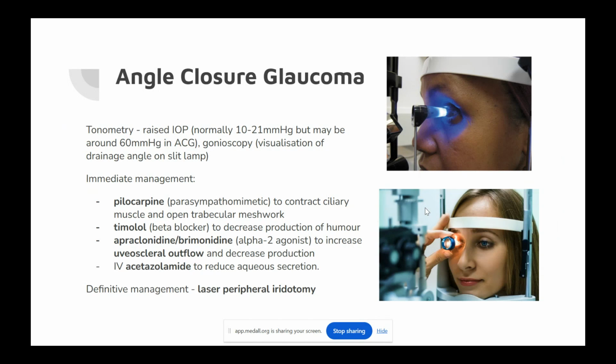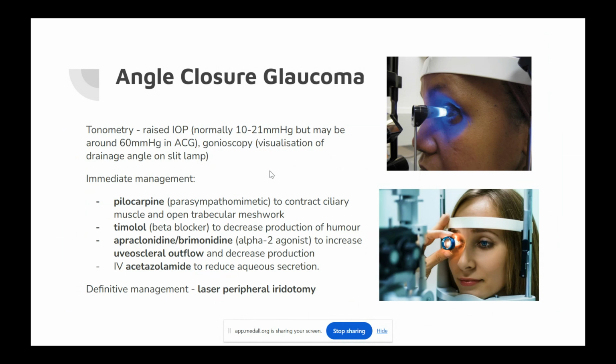And the main thing that will tell you, obviously, that there's a raised IOP would be your tonometry. So it's something that, believe it or not, actually touches your eye. And patients tolerate it better than I thought they would. And normally you'd expect your intraocular pressure to be lower than 21.